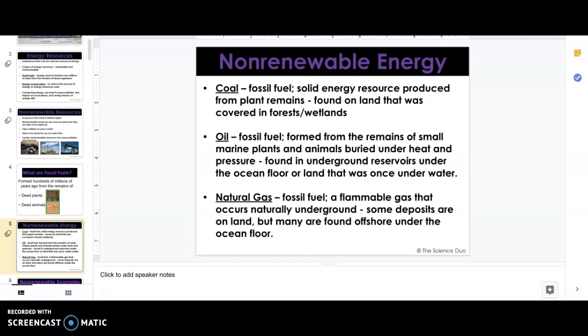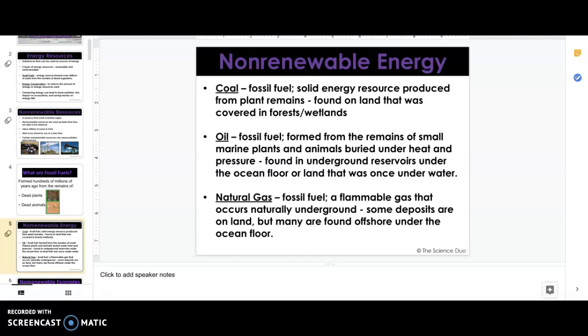Oil is a fossil fuel that is liquid, and it's mainly made from the remains of marine plants or marine animals, meaning oceans. The marine plant and animal remains are buried under new sediment, and then the heat and pressure cause the formation of the oil. So it's mainly found under the ocean floor or underground, under land that was once under the ocean but is now above the ocean because of plate tectonics.